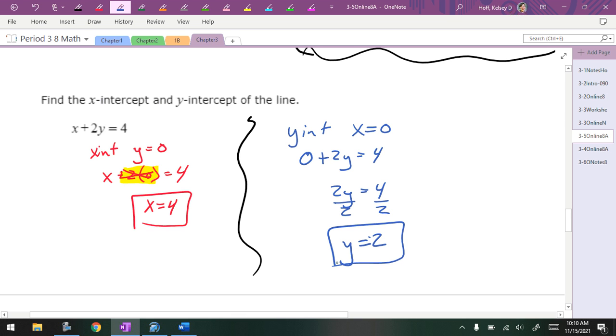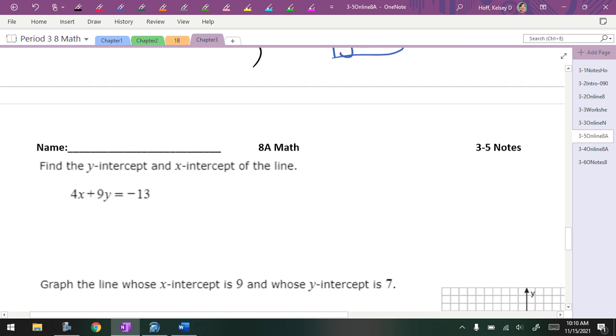Why didn't I have to divide on the x-intercept? It was already a 1 by itself. Very good. It was already a 1 by itself. So you're like, that's not so bad, right? Not so bad. Let's look at the next one.